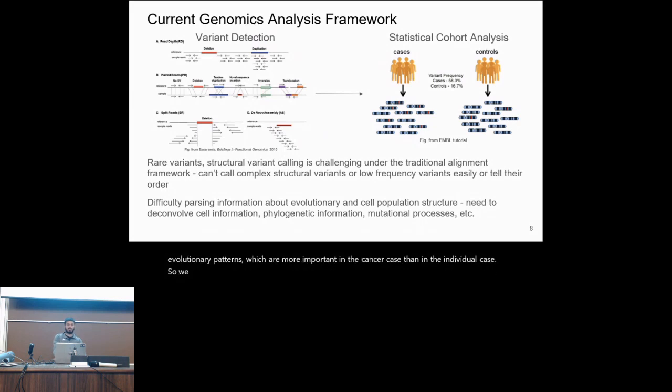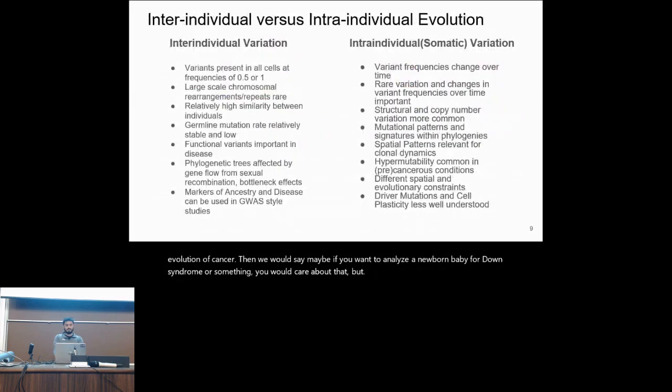So we care more about things like phylogenetics or mutational processes, which are driving the evolution of cancer, than we would say maybe if you wanted to analyze a newborn baby for Down syndrome or something, you wouldn't care about that. But so this is just to emphasize there's a tremendous difference when thinking about inter-individual variation.